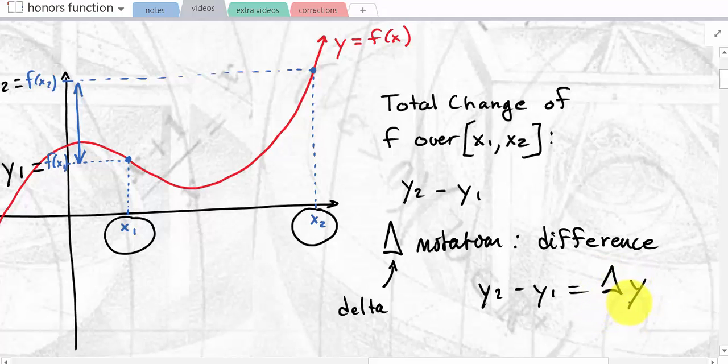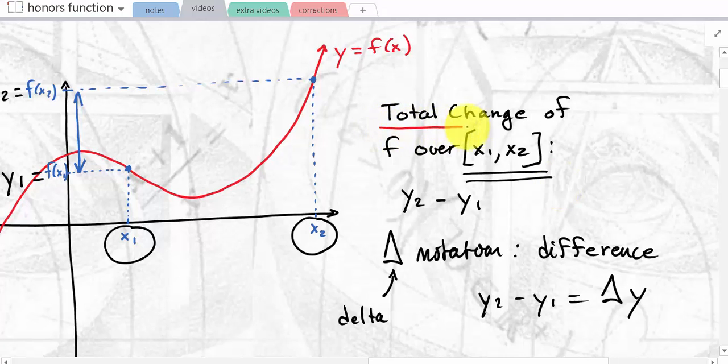The notation delta does not specify where you have to take the difference, so it has to be understood. I have to give you an interval x1, x2. So this was our first definition, total change.